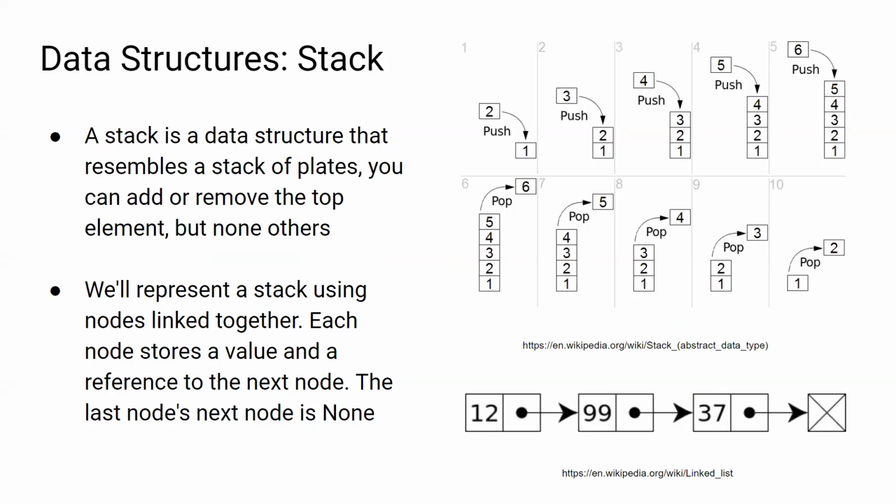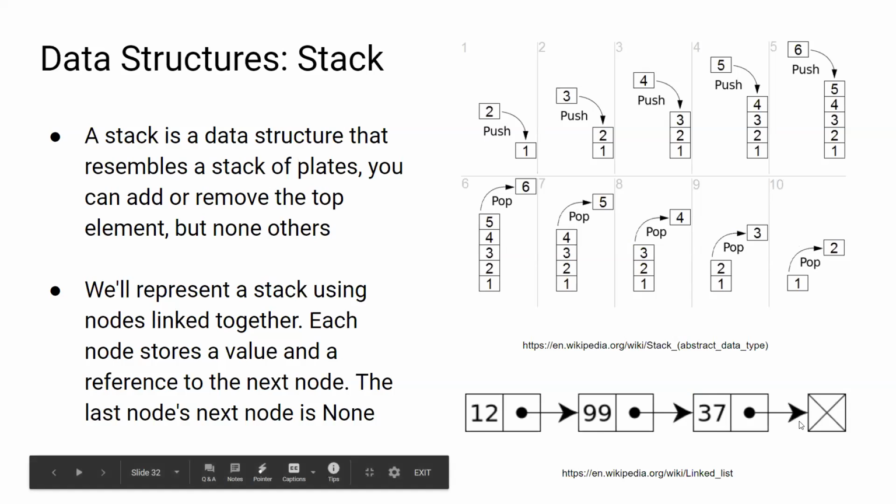So each node stores both the value and a reference to the next node. So you can see here we have a stack and we're doing a push operation. So push is adding an element to the top, and then pop is removing elements from the top. So this is also called a LIFO data structure, last in, first out, because the last element that you added is actually the first to come out of it. And then again, we're going to implement this with nodes. So each node is going to contain both the value and a reference to the next node.